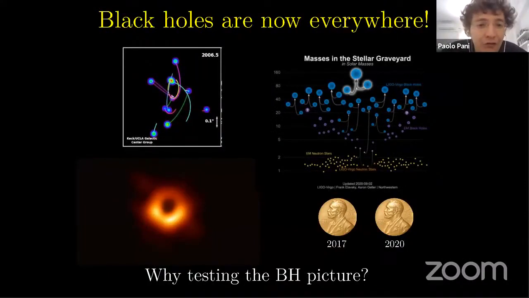Okay, so for those of you who have been in the field for some time now, maybe you remember that black holes were not so fashionable just a few years ago, but now they are everywhere. We have evidence for black holes across a huge mass range, both stellar masses, as in LIGO Virgo, or supermassive ones at the center of galaxies, or even very big monsters in other galaxies. And this was worth 2 Nobel Prizes recently. So an important question is, why should we test the black hole picture, since we have so much evidence nowadays for black holes in the universe?